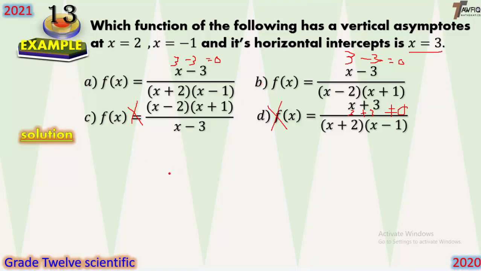To know which one is the correct answer, replace x equal to 2 in the denominator. If it makes the denominator 0, then it is a vertical asymptote. If we replace it here, 2 plus 2 is 4, not 0. Therefore, A is not the correct answer. B is the correct answer.